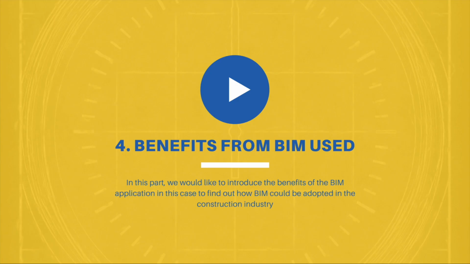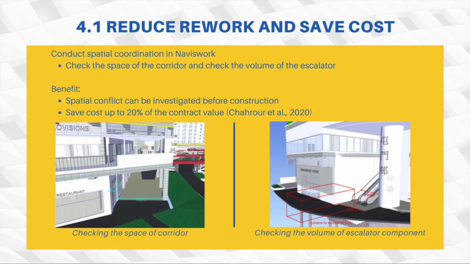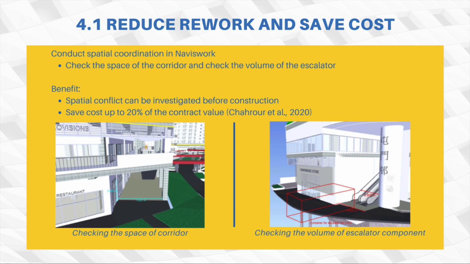Firstly, we can reduce, reverse, and save costs by using BIM. In this project, spatial coordination is conducted in Revit work. We can check the space of the corridor and the volume of the escalator to prevent spatial conflict. Since the clash will increase the cost for demolition, researchers estimated that the saving cost can be up to 20% of the contract value by using the clash detection function.